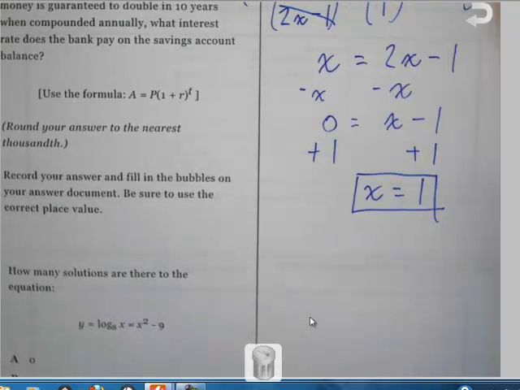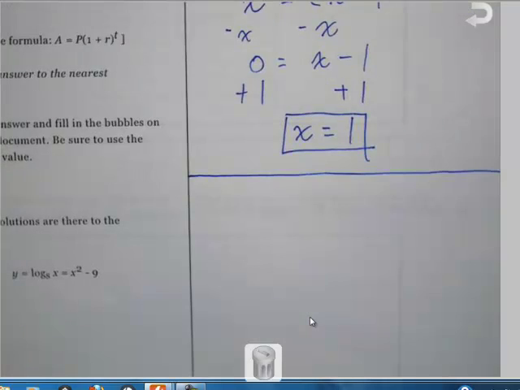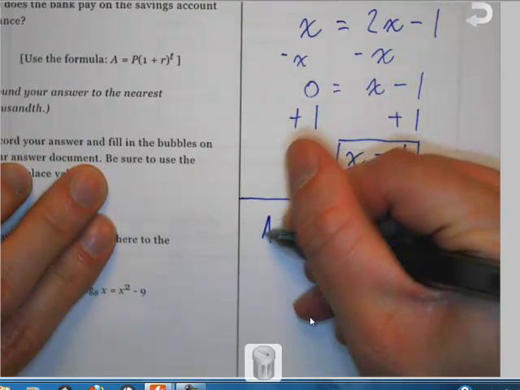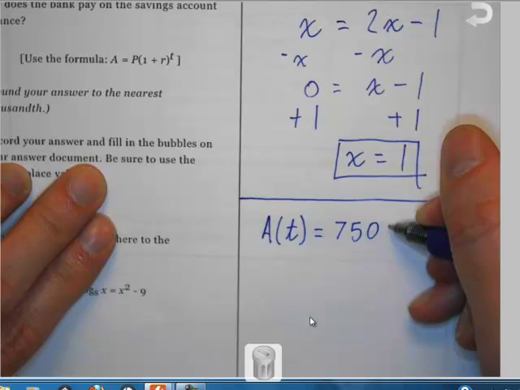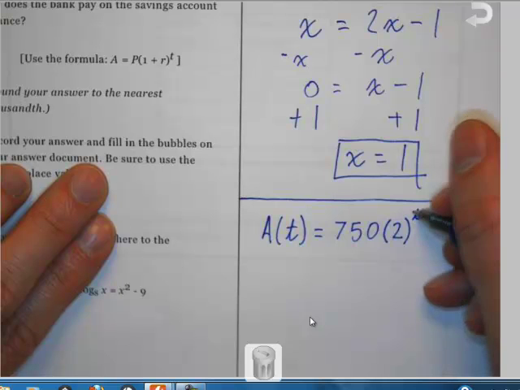Caroline wants to start a college fund. She's got $750 in savings, and her money is set to double in 10 years. When compounded annually, what interest rate does the bank pay on her savings account? Now, this one was fun. This one was actually pretty cool. Okay, so you know that her function as a function of time is equal to 750 times 2 to the power of the time divided by 10.